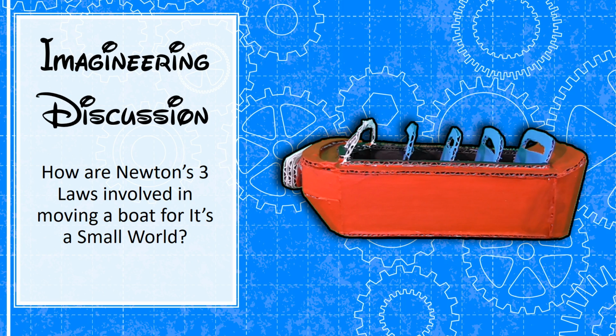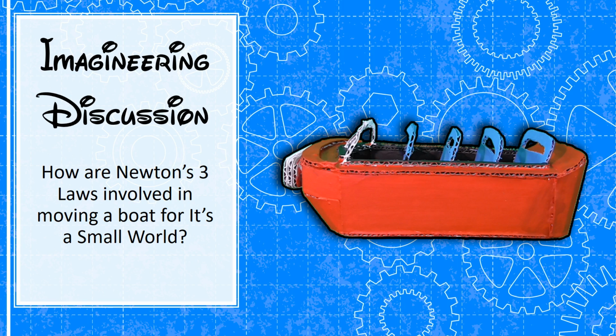To put it all together, we can analyze and understand how an It's a Small World boat works. A boat on It's a Small World moves due to the current in the water. The water pushes on the back of the boat, so the boat pushes back on the water with an equal but opposite force. As the boat travels along its track at a constant velocity, it does not accelerate because it does not speed up or slow down. Its velocity does not change.